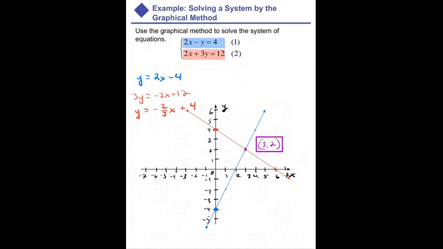Oh, so then we want to verify that this works, right? So let's check. If we say 2 times 3 minus 2, that's going to be what? 6 minus 2, which is 4, which checks out. Again, we're checking right now. Then if we say 2 times 3 plus 3 times 2, that's going to be 12, which is also the desired result there as well. Right? So graphically, the solution is going to be where the graphs cross.